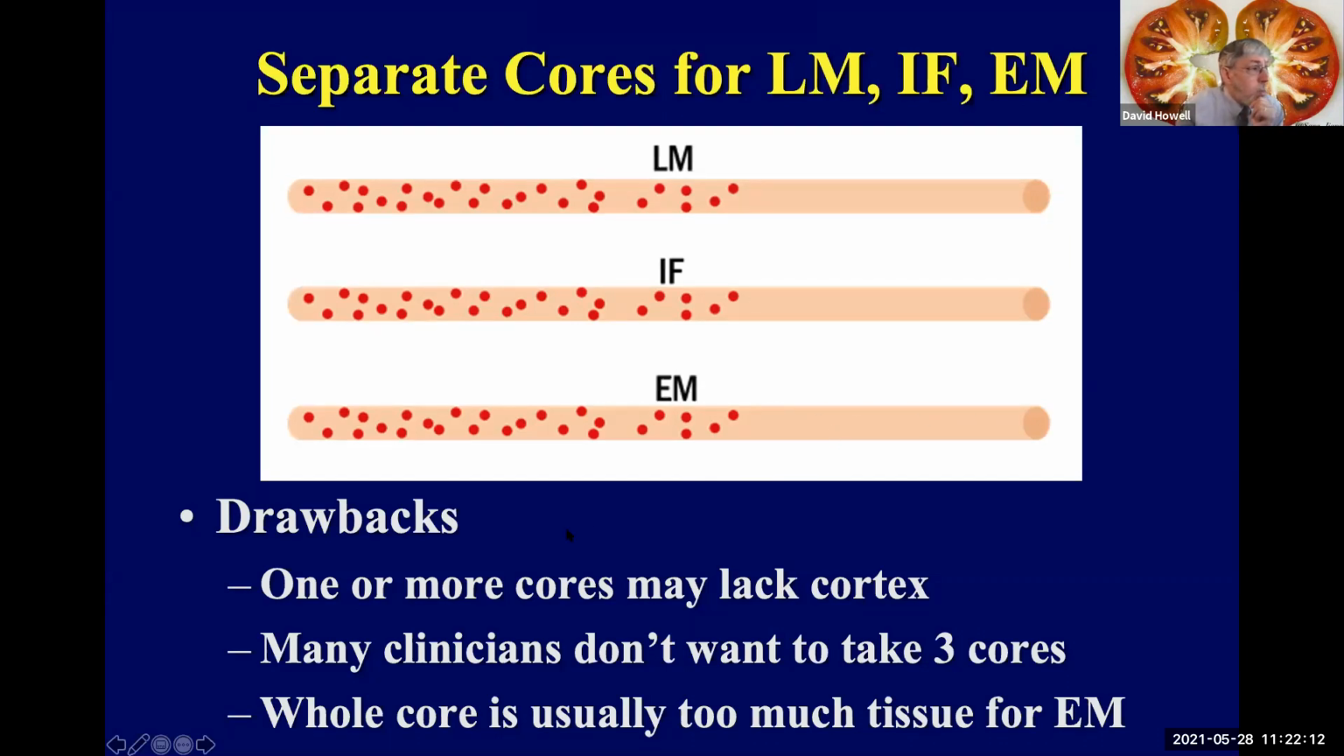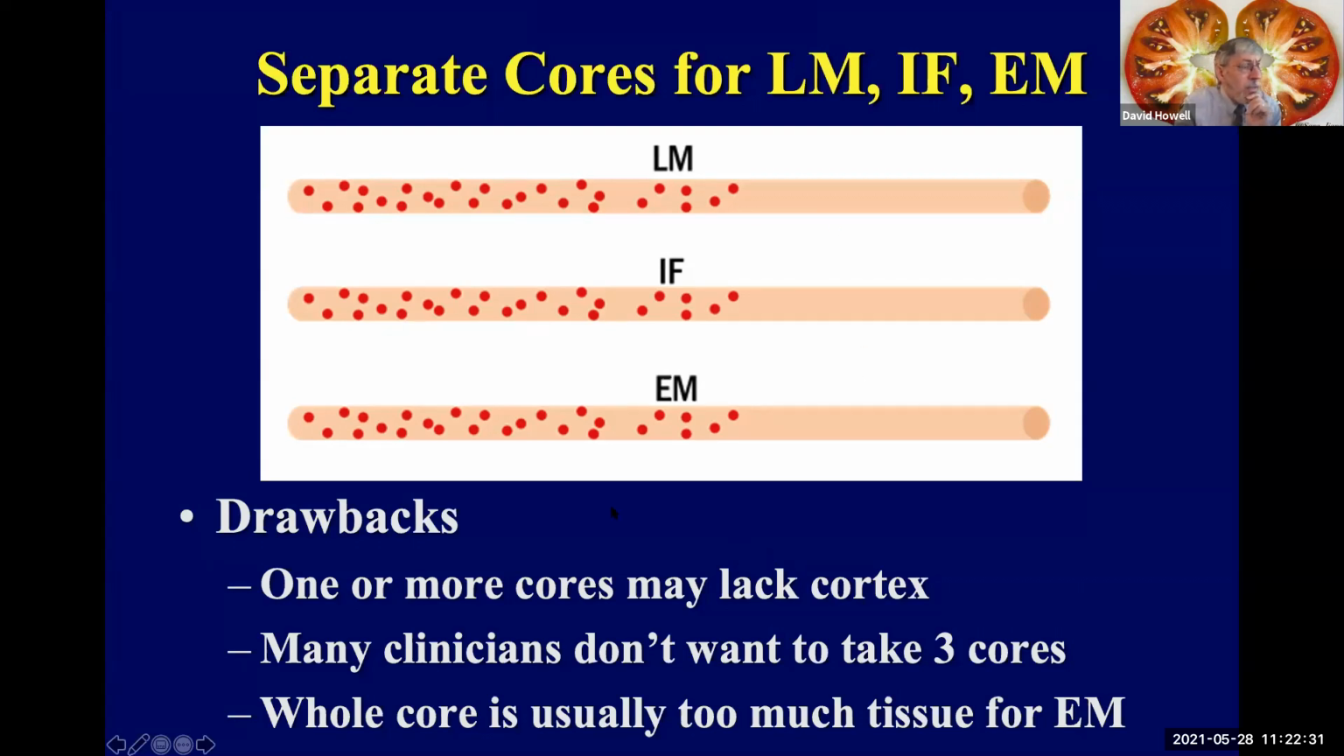Now, you can do it this way, but there are some drawbacks. One of them is that even with a skilled operator, sometimes 1 or more of these cores doesn't have any glomeruli in it. It's all medulla, and that study gets shortchanged. As I mentioned before, a lot of clinicians don't want to take 3 cores in the first place and would be skittish about doing this.